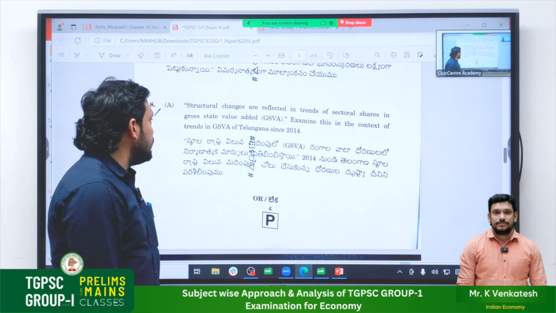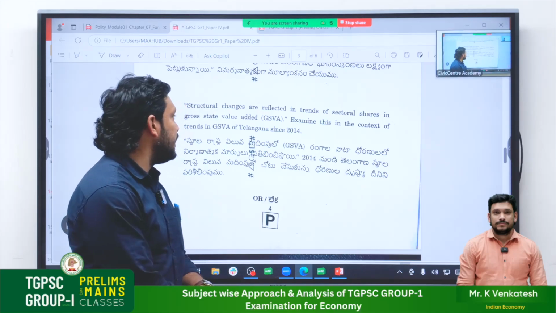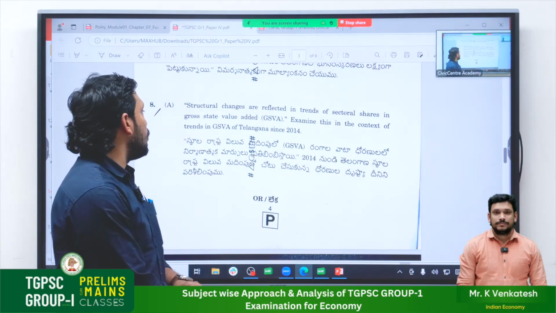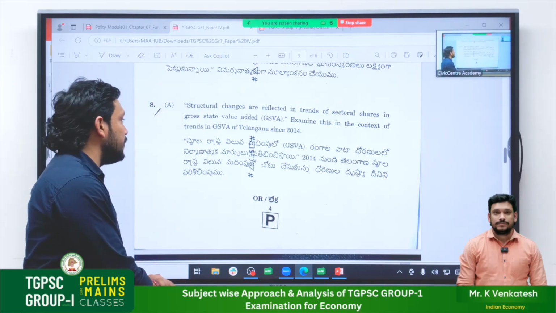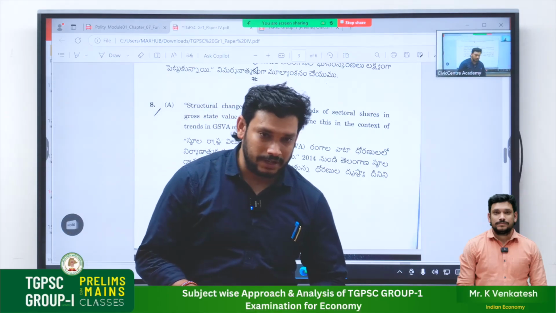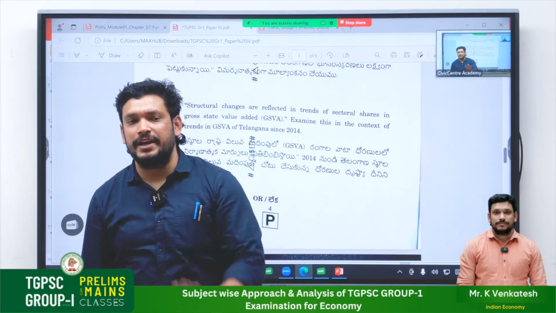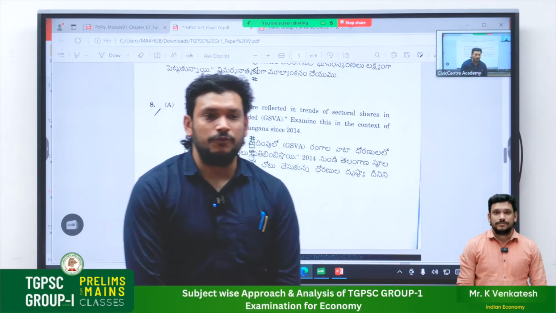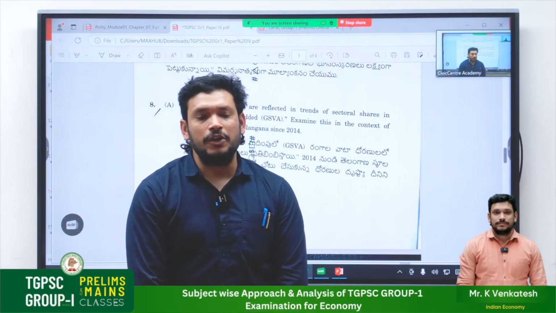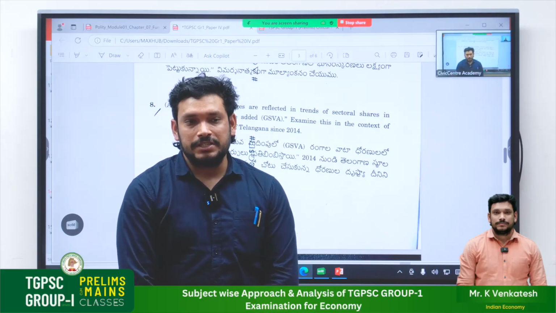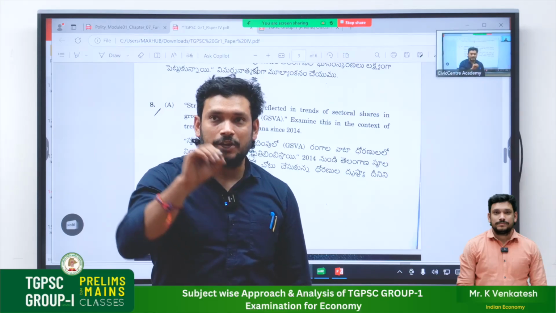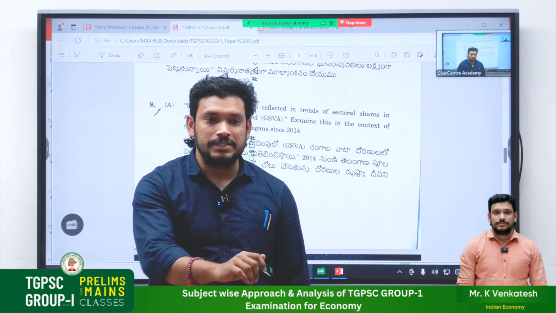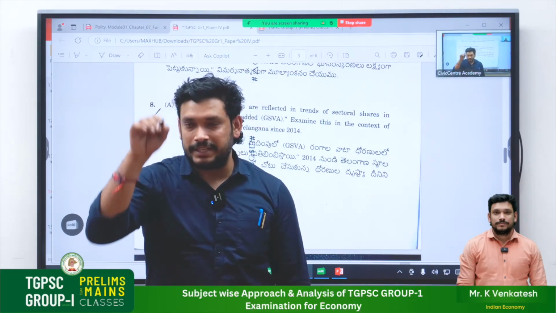Next. Here, structural changes are reflected in trends of sectoral shares in gross state value added. Examine this in the context of trends in GSVA of Telangana since 2014. As I discussed, if at all you have studied the socio-economic outlook of 2023-24, what will you focus upon? You'll see what is the growth rate in 2023-24. What is the agricultural sector growth in 2023-24? What is industry's growth in this year?